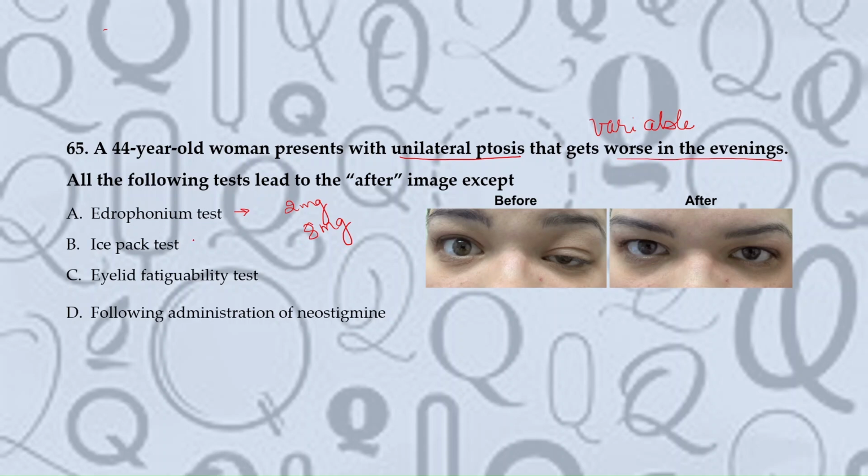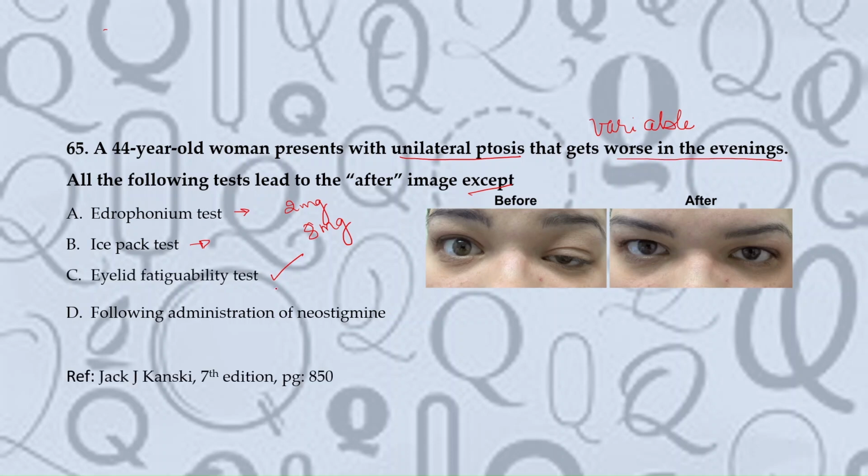So this is hydrophonium. Ice pack test: when you place ice on the lids for at least 2 minutes, there is an improvement in ptosis. So before the ice pack you can have ptosis which improves afterwards. So the ice pack test is also possible. Eyelid fatigability: when you ask the patient to look up for at least 1 minute, slowly there is worsening of ptosis and the lid starts drooping down. So this might be the right answer because you are looking for the exception here. Following administration of neostigmine, yes, neostigmine also helps in improving the ptosis. So the right answer here is C.